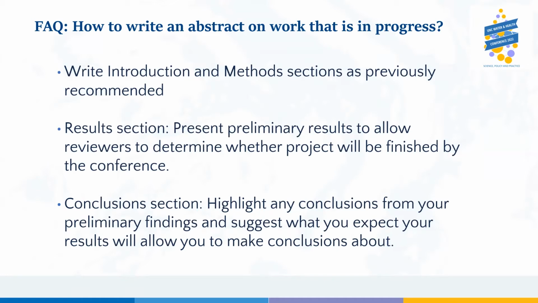And then in the conclusion section, you can highlight again any conclusions from preliminary findings, or you could suggest what you expect your results could allow you to make conclusions about. And so that's a general recommendation for how you could write an abstract on work that's in progress. If you download the examples from last year, I'm sure you'll see some specific examples of how it's been done in specific contexts. Ben, do you have any tips to add related to this point about in progress work?